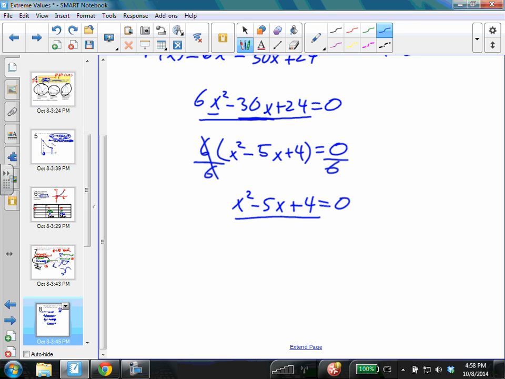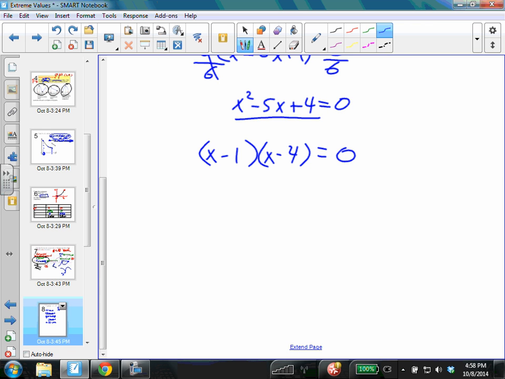Now this needs to be factored. So I'm going to factor this into 2 sets of parentheses, and I already have it set equal to 0, so that's nice. And so this will be x and x. So I'm looking for 2 numbers that can be multiplied together to give me positive 4, and then add together to give us negative 5. And so the answer would be negative 1 and negative 4. And negative 1 times negative 4 is positive 4. And negative 1 plus negative 4 is negative 5.